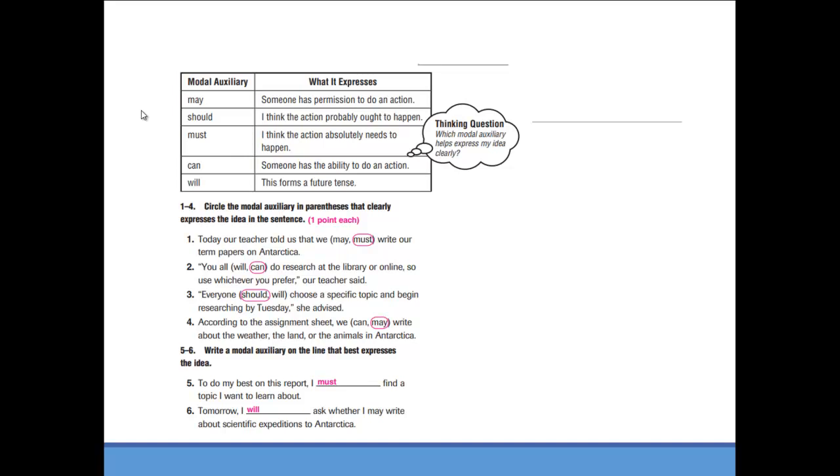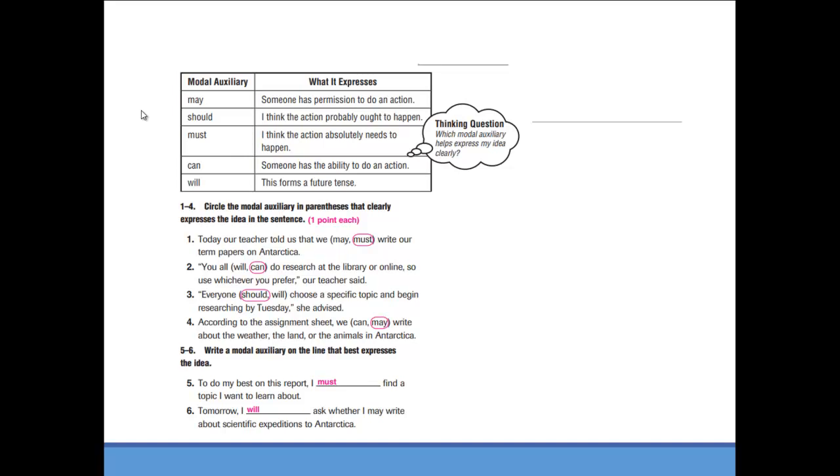Number 2, you will do the research at the library or online, or you can do the research at the library or online. Use whichever you prefer. So the correct answer is you can do research at the library or online. You have two abilities. You are able to do the research at the library, and you are able to do it online. So the correct answer is can, because it shows the ability to do something. You are able to do this option or the other option.